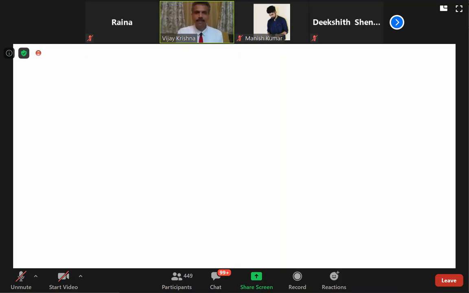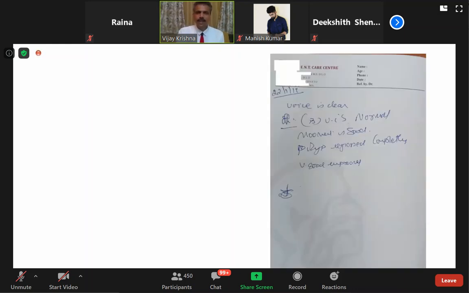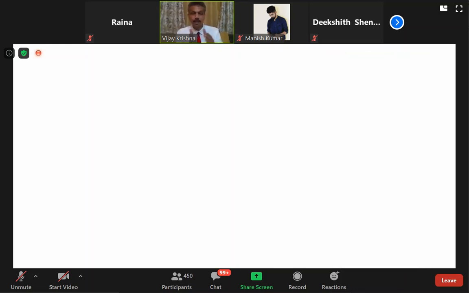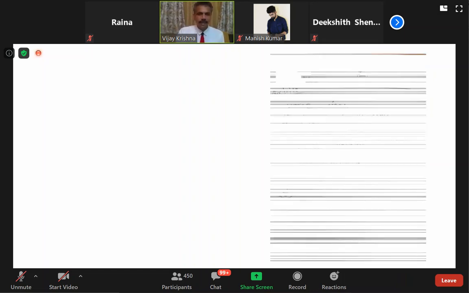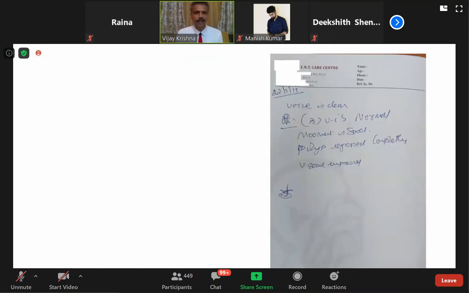To my shock, not shock about the treatment part, shock about the ENT surgeon, very professional, nice gentleman. He called back, very rare for an ENT surgeon to call back a homeopathic doctor, and he appreciated over the phone. The results are very beautiful. You can see on the note sheet, voice is clear, vocal cord is normal, and polyp regressed completely. Very good improvement is what is written in the note sheet.